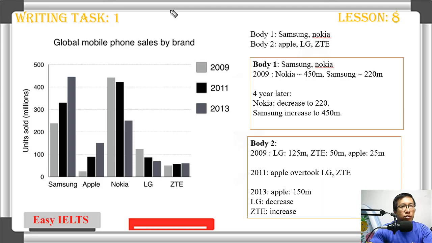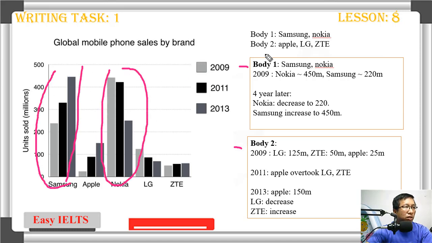And now we move on to the outline of body 1, body 2. I repeat again: you have to spend like 5 minutes to outline the body 1, body 2 before you start writing, so that when you write, you know exactly what you're going to write. In this lesson, body 1, we talk about Samsung and Nokia, because they have the biggest numbers, the highest numbers. And body 2, we talk about Apple, LG, and ZTE, because their numbers were lower.